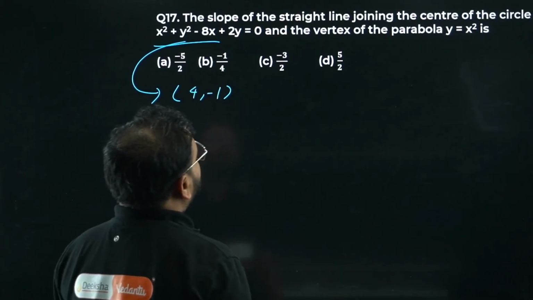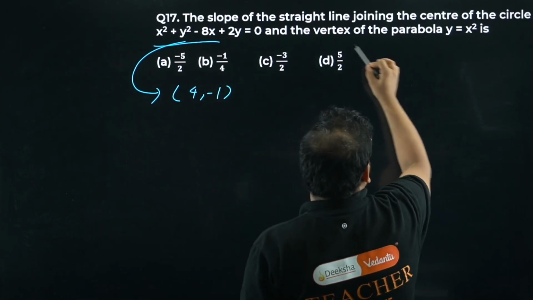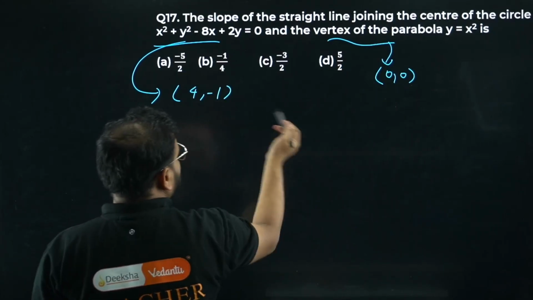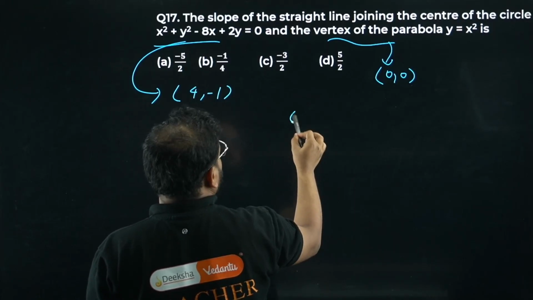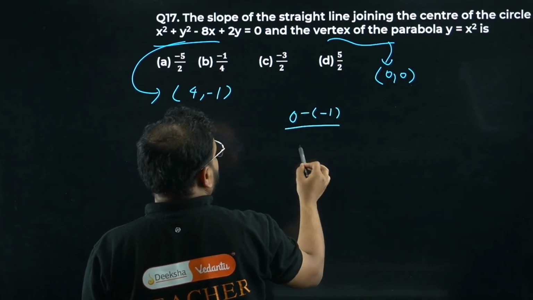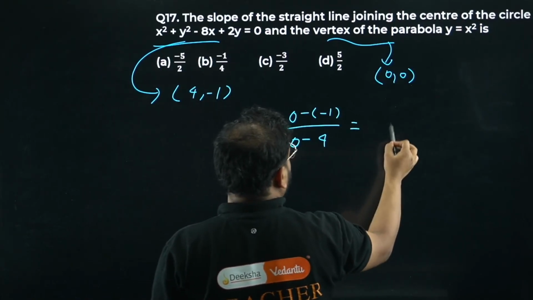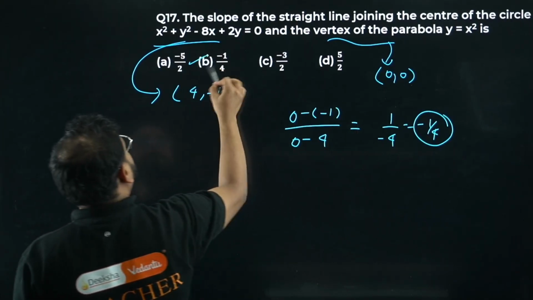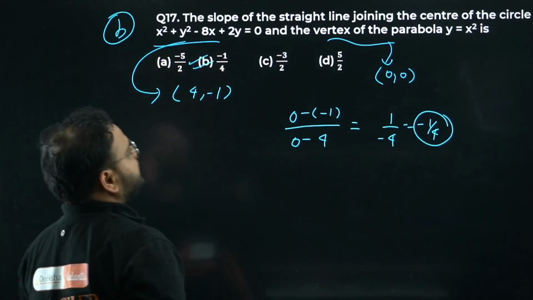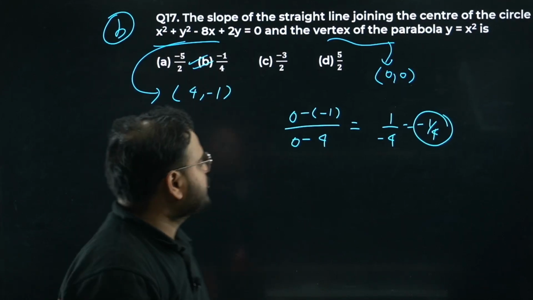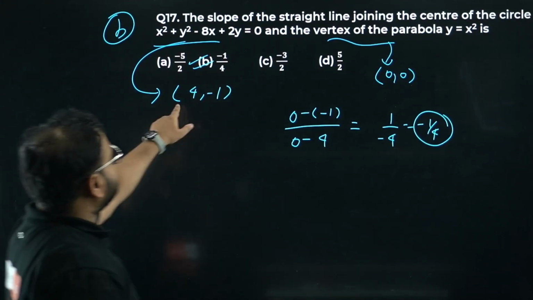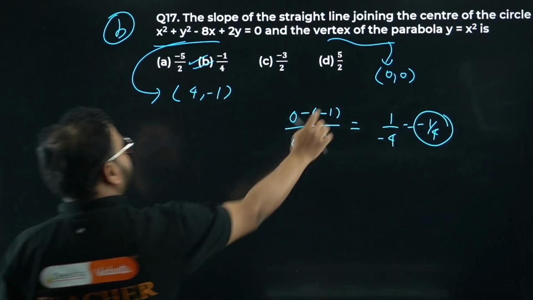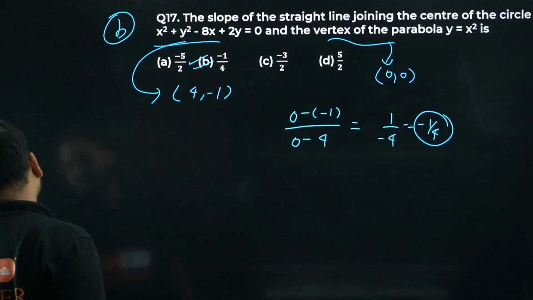And the vertex of the parabola is 0 comma 0. What are they asking? They are asking for the slope. We have 0 minus of minus 1 divided by 0 minus 4, so I get 1 by minus 4. The answer is minus 1 by 4, option B. Simplest question ever, not a PYQ. So the center is this, the vertex of the parabola is this, and the slope is y2 minus y1 upon x2 minus x1. 17th is done now.